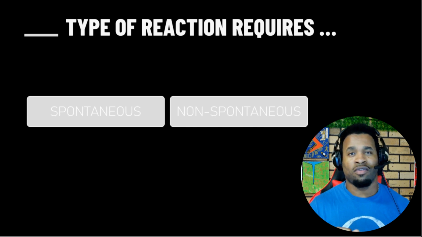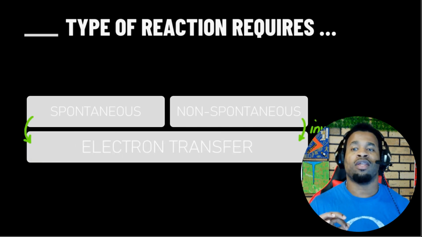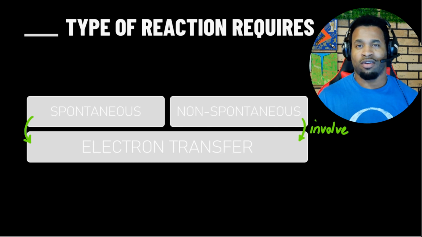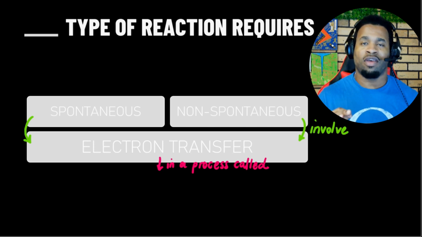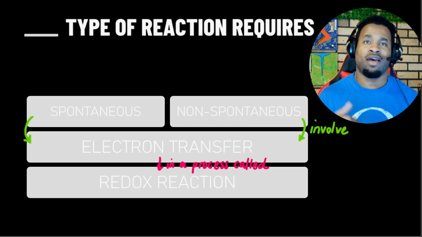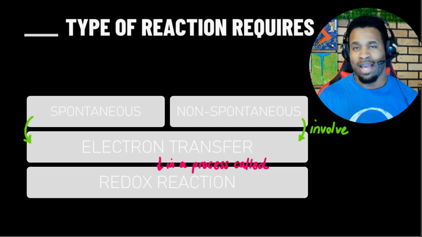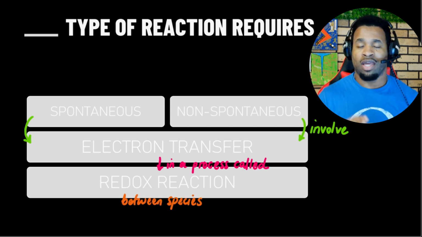Based on these two types of reactions, both involve what we call electron transfer. So you need electron transfer for both types of reactions in a process. Based on the electron transfer, this process is known as a redox reaction. A redox reaction occurs between species either in solution or when they are connected together in separate solutions.